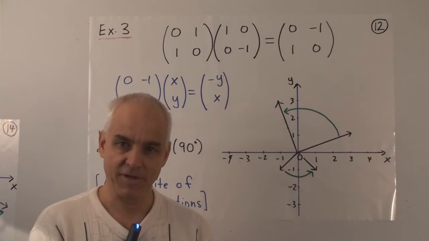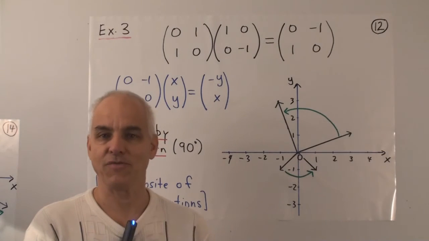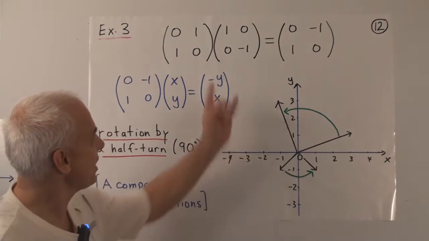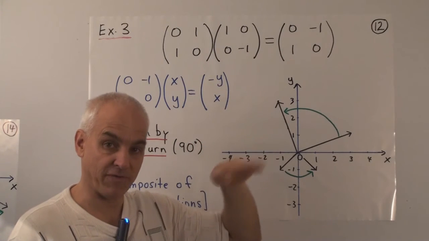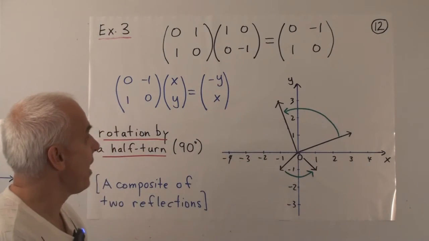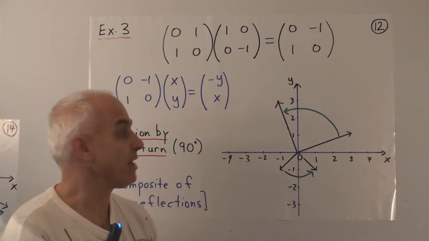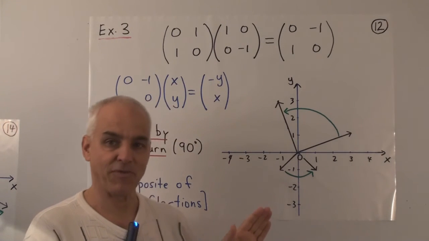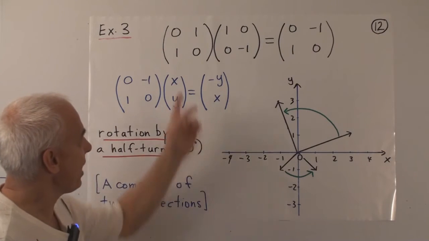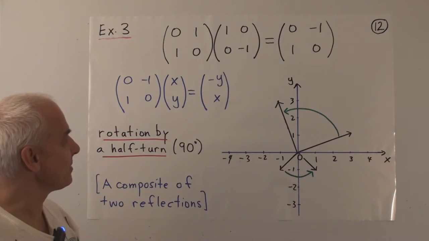Our next example is a combination of the two previous ones. I'm going to take the matrix 1, 0, 0, -1. That was the matrix corresponding to reflection in the x-axis. I'm going to multiply it on the left by the matrix 0, 1, 1, 0, which was the matrix for reflection in the line y equals x. What happens if we multiply these two matrices?